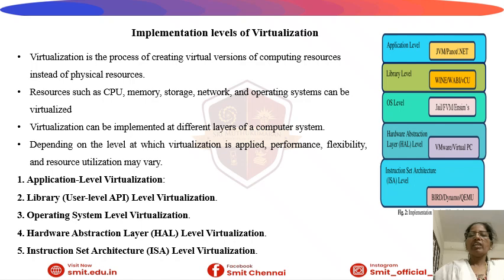Virtualization can be implemented at different layers of a computer system. It depends on the level at which virtualization is applied. Performance, flexibility, and resource utilization may vary. Different layers in the implementation of virtualization: there are 5 layers: application level virtualization, library level virtualization, operating system level virtualization, hardware abstraction layer level virtualization, and instruction set architecture level virtualization.